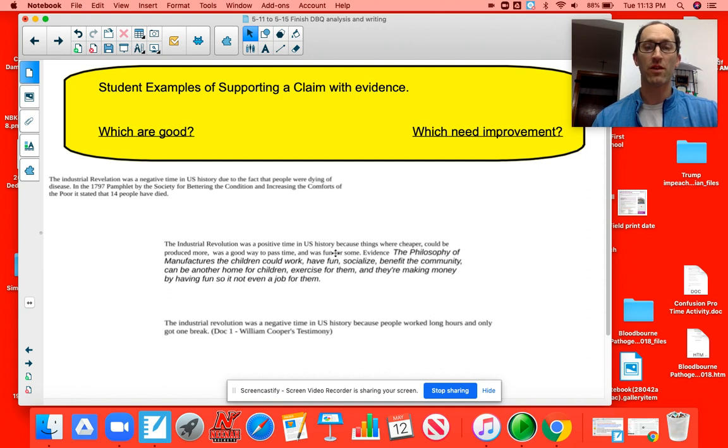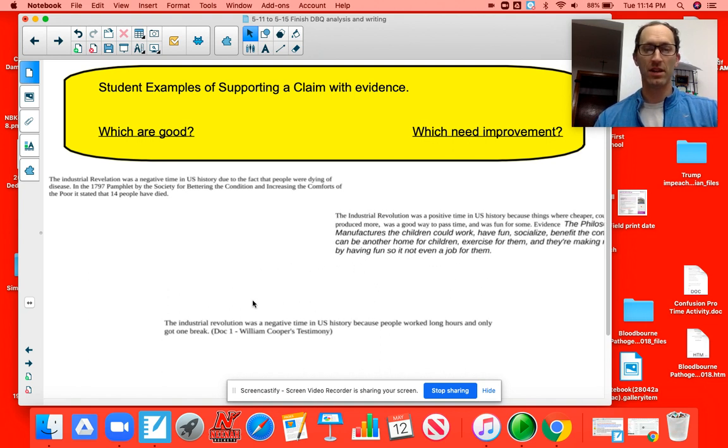Second one, the Industrial Revolution was a positive time in U.S. history because things were cheaper, could be produced more, and was a good way to pass the time and was fun for some. Evidence, the philosophy of manufacturers, children could work, have fun, socialize, benefit community, can be another home for children, exercise for them, and they're making money by having fun. So this one here, I'd say, has a good citation and use of the document, but it's a little wordy and it's not very clear. So I would move this over here to needs improvement.